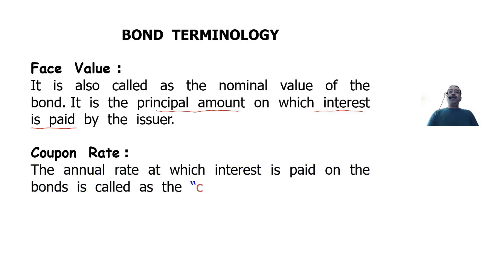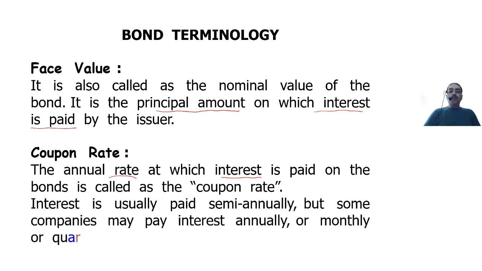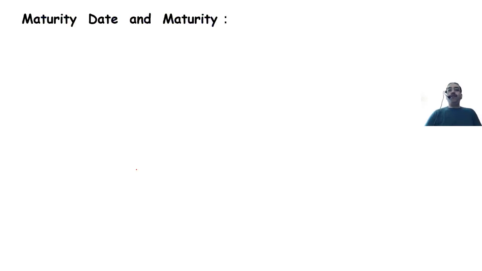So the annual rate at which interest is paid is the rate of interest. But we don't call it rate of interest now. We are now professional people. We'll call it coupon rate. Interest is usually paid semi-annually, but some companies may pay interest annually or monthly or on a quarterly basis. So that is what coupon rate is. The next most important thing is maturity date and maturity.